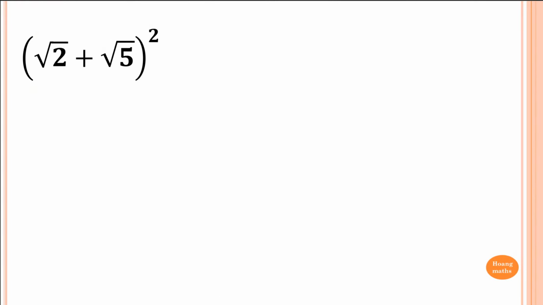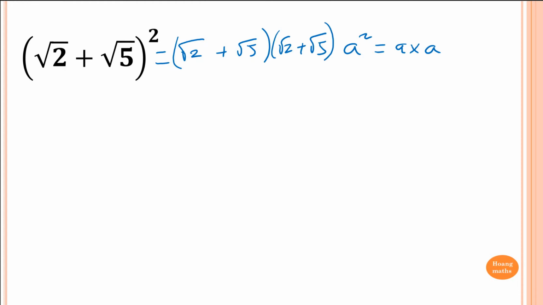So square root of 2 plus square root of 5, all squared. A square is the same as a times a, right? So this means it's exactly the same as square root of 2 plus square root of 5, all squared. Then what we do, remember from previous videos, we do this, correct? And then this time together. If you forget, please watch my previous videos to make it clear for you.